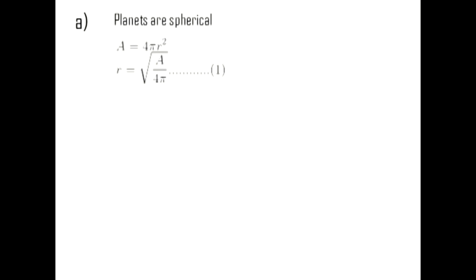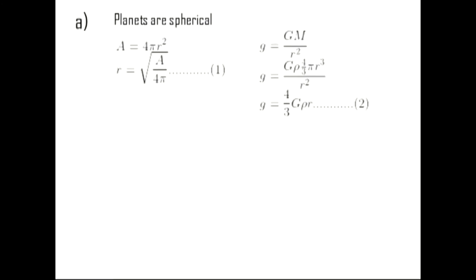And now that we have its radius and its density, we can find its mass, which will be used for finding its gravity based on Newton's law of universal gravitation, which states that the acceleration of gravity from the object is equal to GM over r squared.